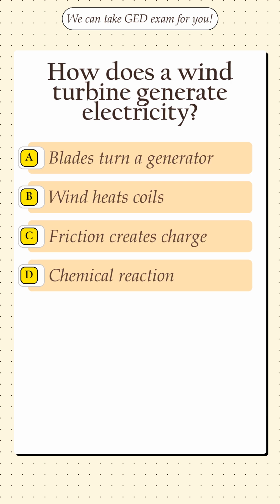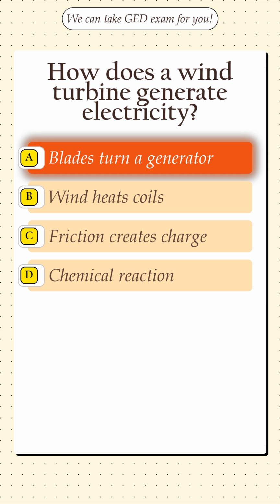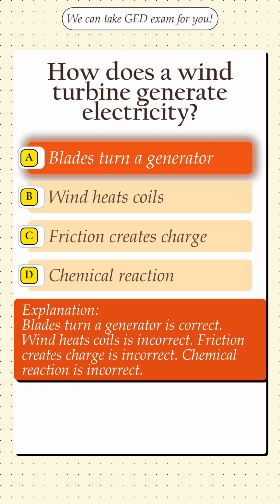Question 20. How does a wind turbine generate electricity? Option A, blades turn a generator. Option B, wind heats coils. Option C, friction creates charge. Option D, chemical reaction. The correct answer is option A, blades turn a generator. Blades turn a generator is correct. Wind heats coils is incorrect. Friction creates charge is incorrect. Chemical reaction is incorrect.